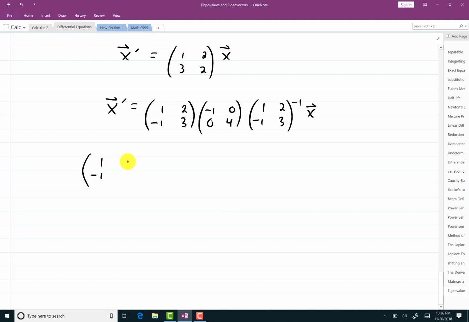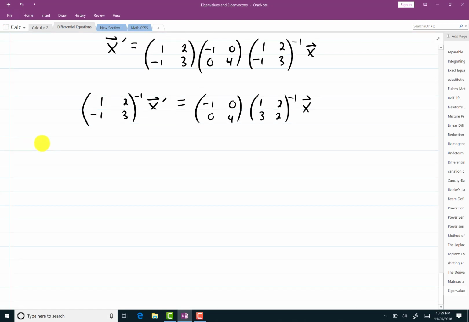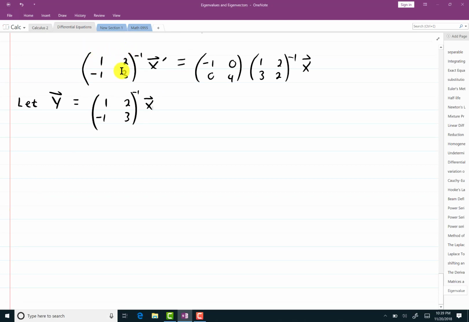And so I will get 1, -1, 2, 3 inverse times x arrow prime. This is equal to what's left over here on the right, which is -1, 0, 0, 4 times 1, 2, 3, 2 inverse x arrow. Now what you'll notice here is on the left I'm still going to have a derivative vector but times the inverse, and I have the same exact thing over here. I have the same inverse matrix but times the vector itself. So what we'll do now is let y arrow equal 1, 2, -1, 3 inverse x arrow.